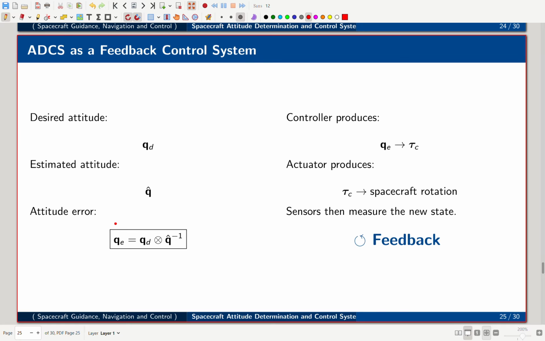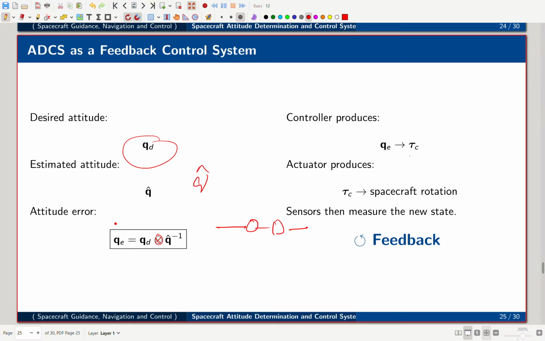So ADCS is a feedback control system. Here we are constantly using the feedback so that we should know where we are. So desired attitude QD and estimated attitude Q cap, and attitude error Q_e is computed from QD and Q cap through the quaternion cross product, and the controller produces the torque command, and the actuator produces the torque for spacecraft rotation. The sensor then measures the new state. So this is feedback, we will discuss later.